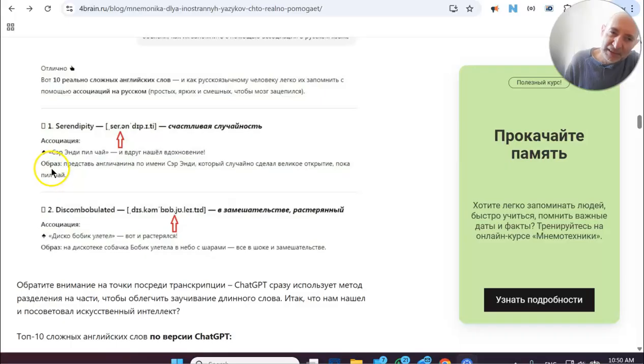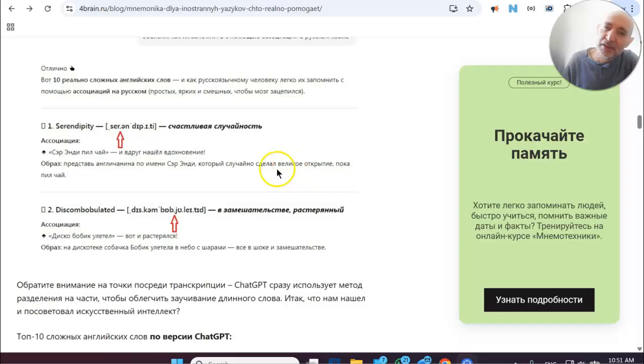Образ. Образ means image. Представь англичанина по имени Сэр Энди, который случайно сделал великое открытие, пока пил чай. So, представь means imagine. Англичанина comes from англичанин, which is an Englishman. По имени, by the name, such and such, который случайно, by accident, случайно, сделал великое открытие.